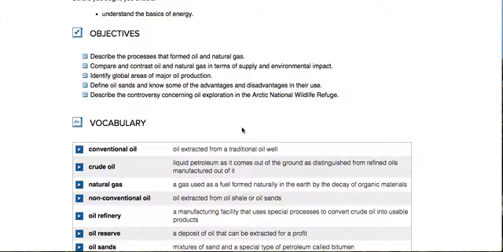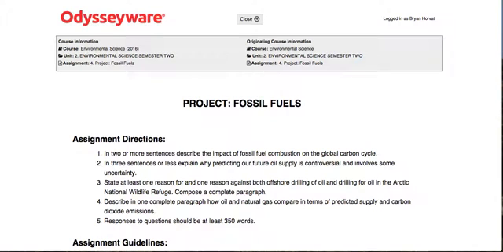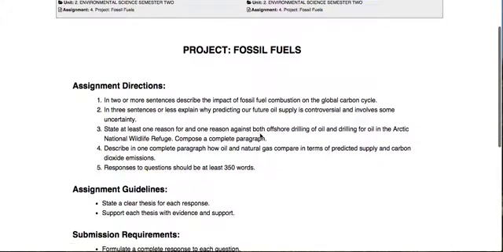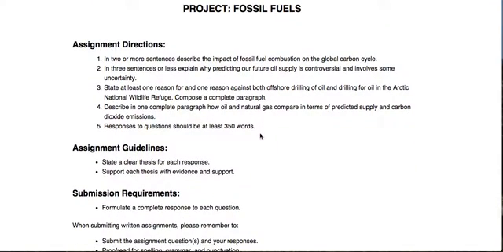So with that, enough about that. Let's talk about the project, because this is really the crux of what the lesson wants you to focus on. The directions state that in 2 or more sentences, you want to describe the impact of fossil fuel combustion on the global carbon cycle. Talk a little bit about why predicting our future oil supply is controversial. State at least one reason for or against both offshore drilling or drilling in ANWR. Compose a complete paragraph describing how oil and natural gas compare in terms of predicted supply and carbon emissions. It says your responses to questions should be at least 350 words.